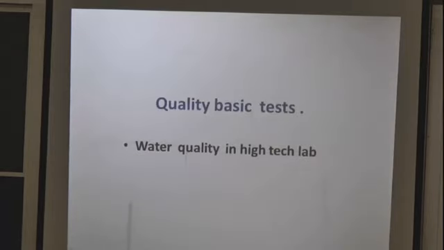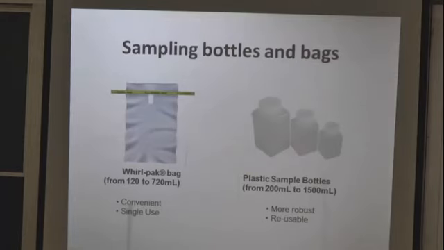Now the basic tests for water quality. Glass sampling bottles are not advisable, because glass contains silicates, like sodium silicate. So plastic bottles must be used for water sampling. Bottles can be reused, of course.